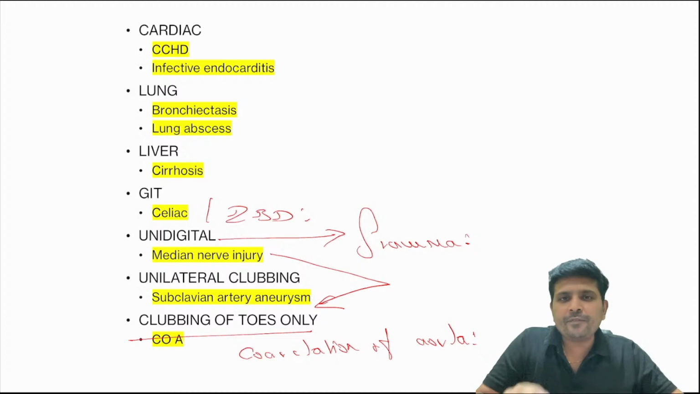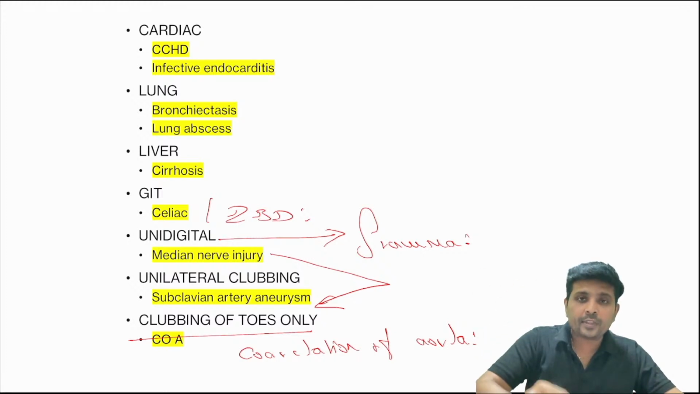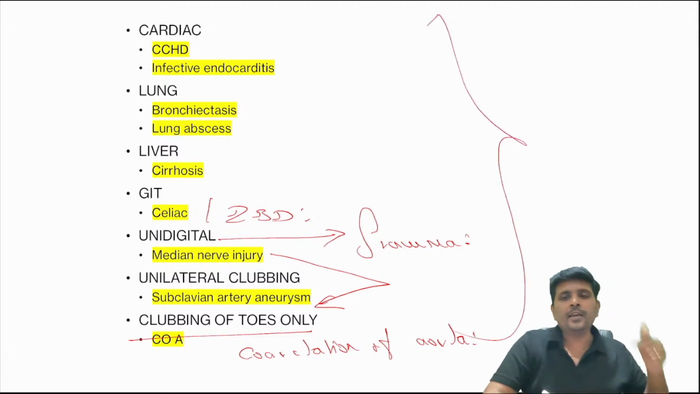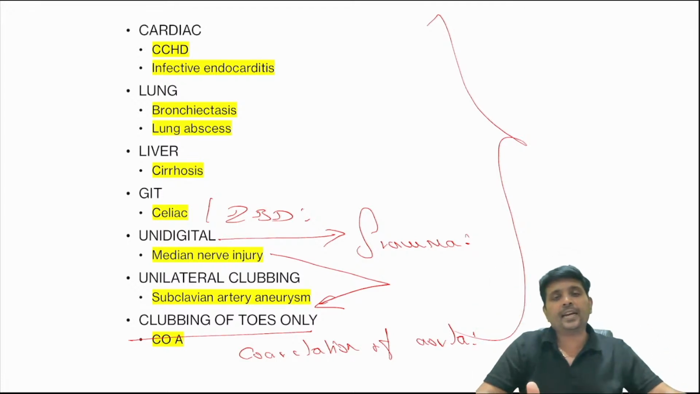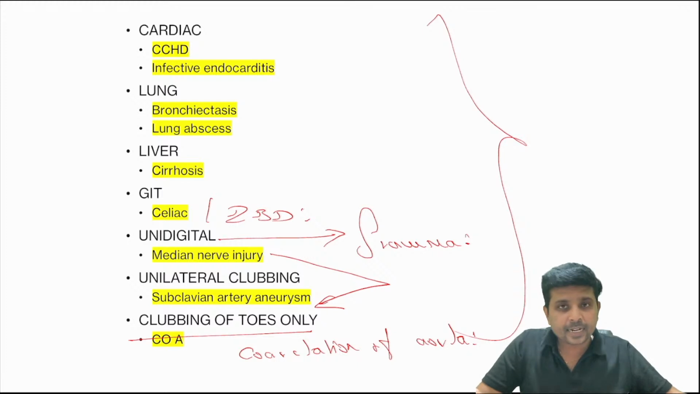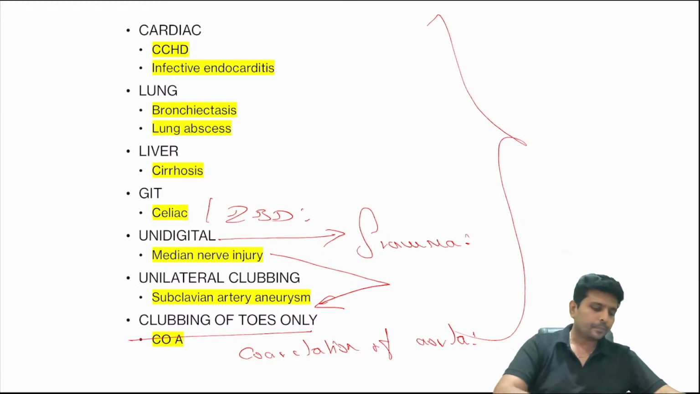Definitely this will be very useful in your day-to-day clinical practice. By identifying clubbing, you can find out that one of the underlying etiologies mentioned here is hidden inside. So clubbing is a window through which you can diagnose these underlying etiologies. When clubbing is severe, it indicates that the underlying disease is also severe. So this is all about clubbing.